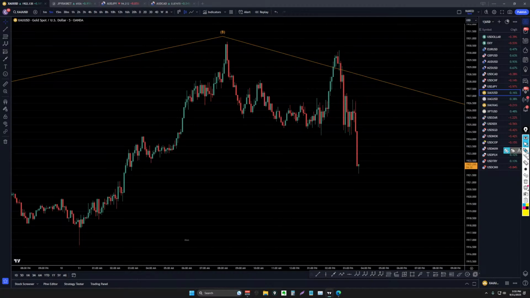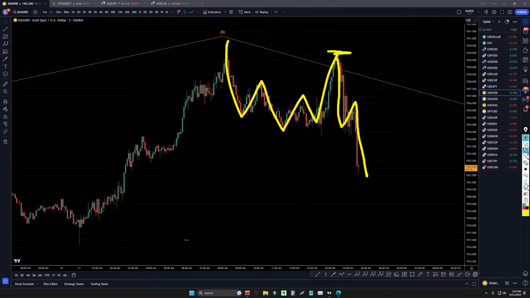I don't really like how it made a lower high though. Maybe, yeah. 1, 2, 3, 1, 2, 3. Maybe that is a WXY. 1, 2, 3, 1, 2, 3.